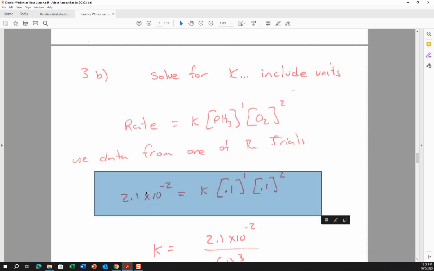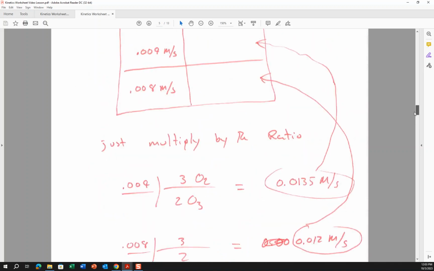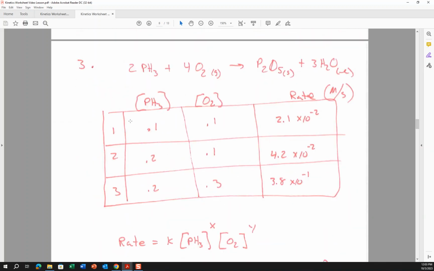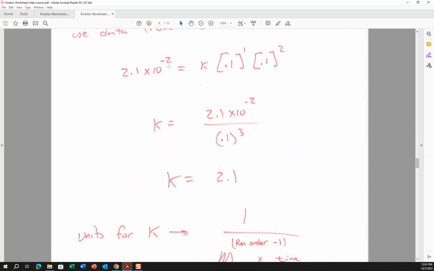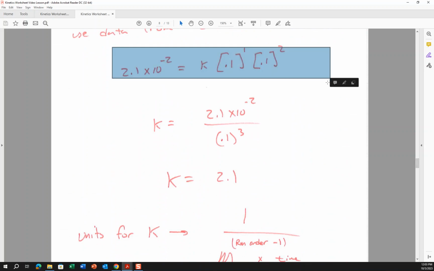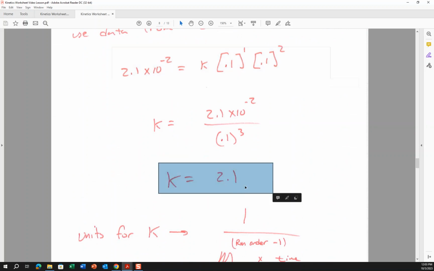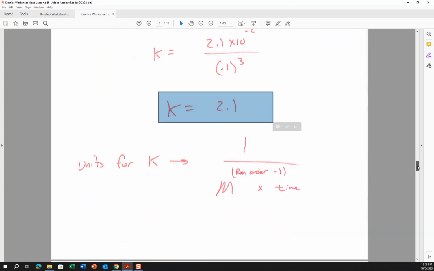I took data from the first trial. If you go back to your data table here, I just plugged this data into the rate equation and solved for K. Because we have the rate, we have that concentration, we have that concentration. We now know what X and Y are, so the only thing we don't know is what K is. So we're just plugging in and solving for K. I took the data from trial 1, plugged it in, and solved for K, and K comes out to be 2.1. So that's the value of K, but you also have to include the units.